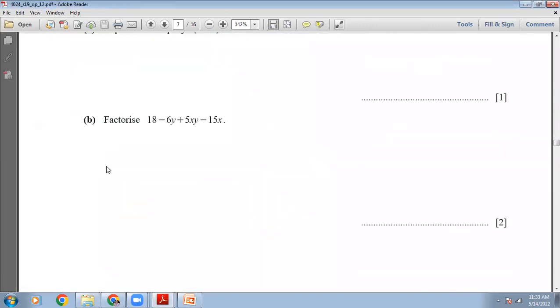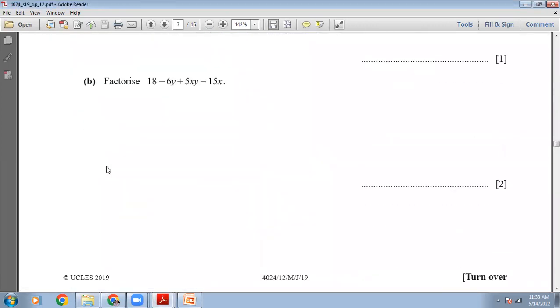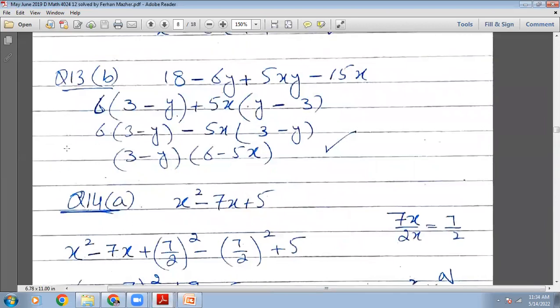The next question here, we have 4 terms and they want us to factorize it. So the factorization of the 4 terms is very simple. From the first 2 terms, you can take anything common or you can rearrange them if you feel so. So let me show you. So you will have 18 minus 6y plus 5xy minus 15x. From the first 2 terms, you can see I can take 6 common. You will have 3 minus y plus, from the last 2 terms, I have taken plus 5x common. You will have y minus 3.